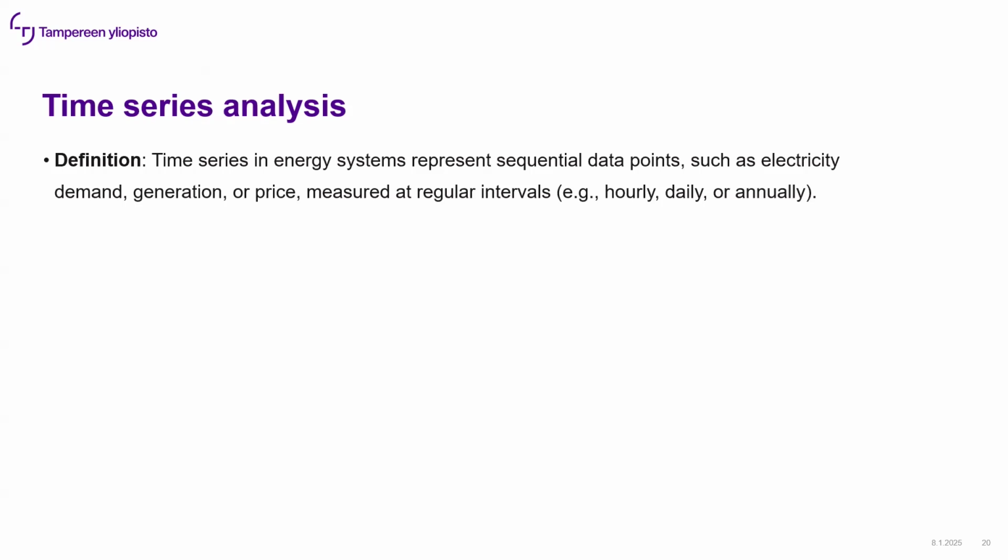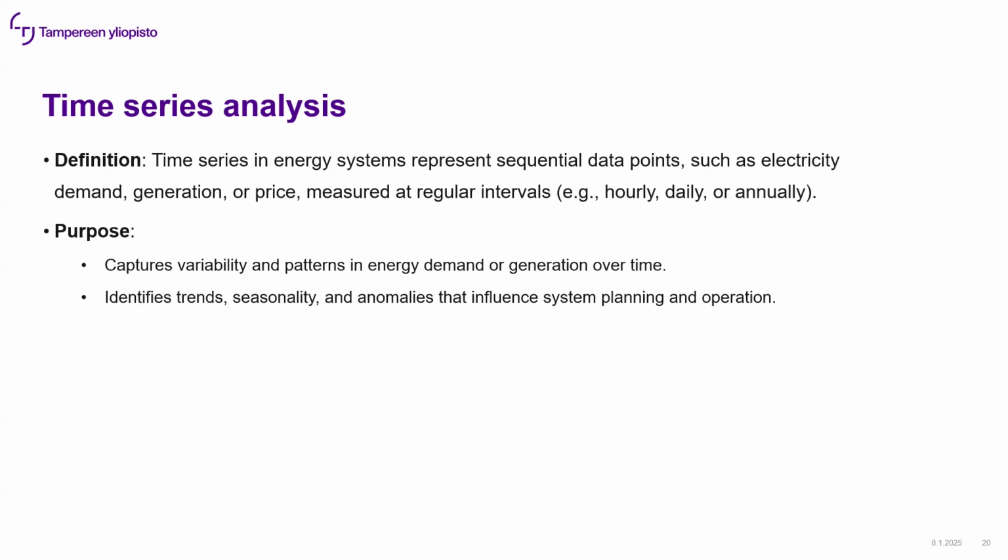Time series analysis. So in energy systems, it represents the sequential data points, electricity demand, generation, price, measured at regular intervals, or not at so regular intervals in some cases, especially now when our electricity system is shifting towards this 15-minute interval rather than 1 hour interval. And in some time series, you can see that there's 1 hour, 1 hour, 1 hour as the interval, and then you see it switches up to 15 minutes. It's a bit of a hassle. You have to modify the data.